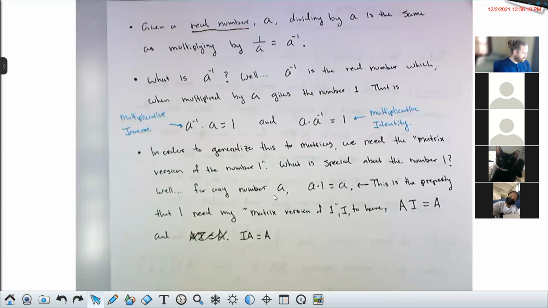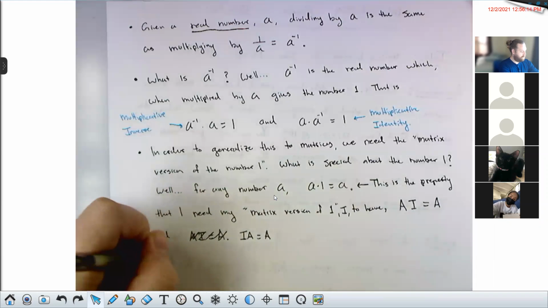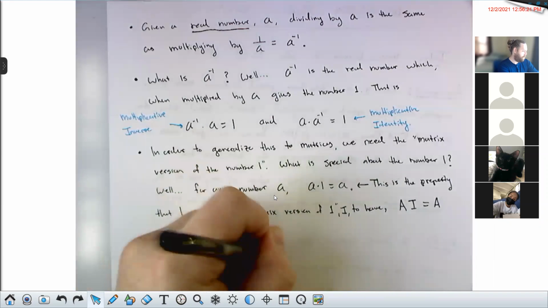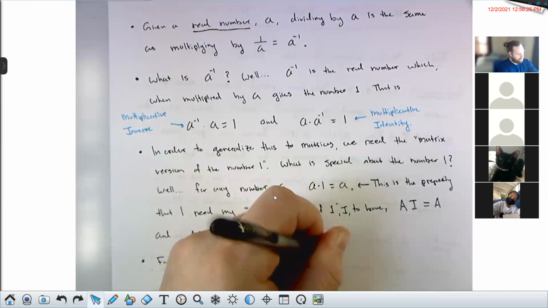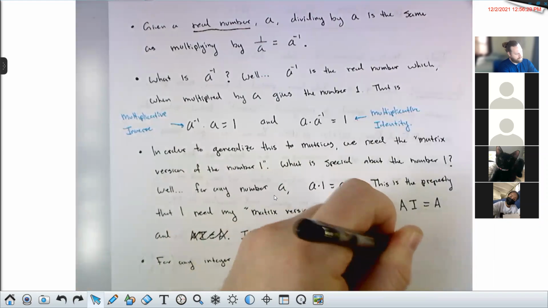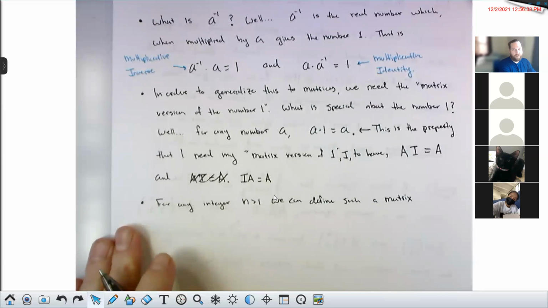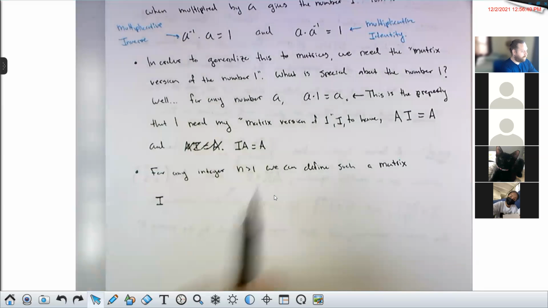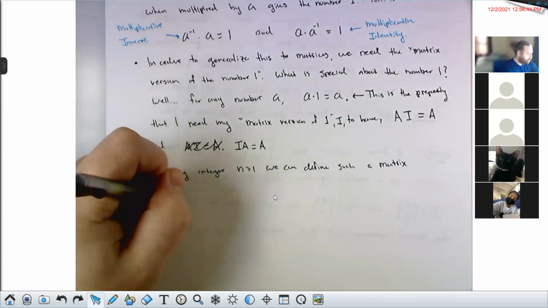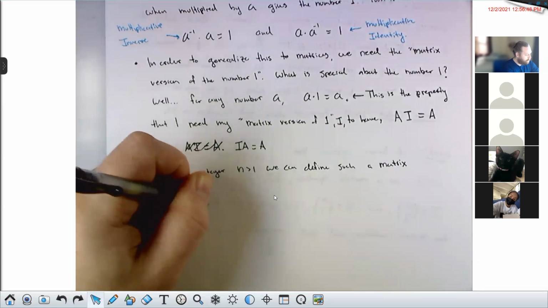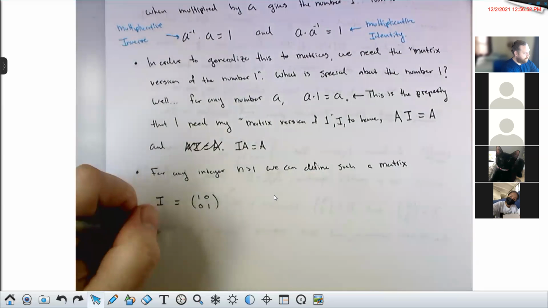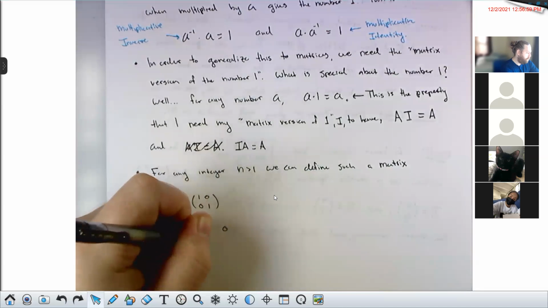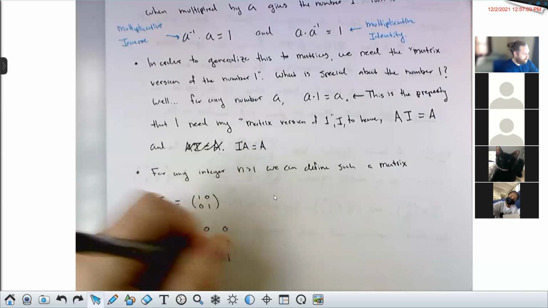So for any integer n greater than 1, we can define such a matrix. And I'll just show you what they are and then verify that they have this property we want. If we're talking about a 2 by 2, I want these to be square matrices so I can multiply on either side. If I'm talking about a 2 by 2, then this is the matrix 1, 0, 0, 1. If I'm talking about a 3 by 3, then this is the matrix 1, 0, 0, 0, 1, 0, 0, 0, 1.